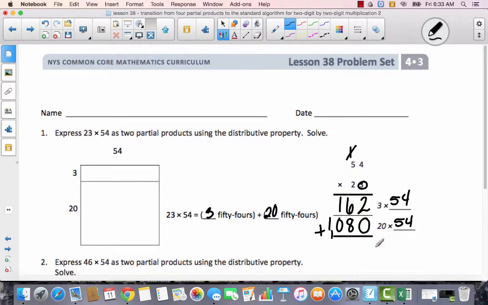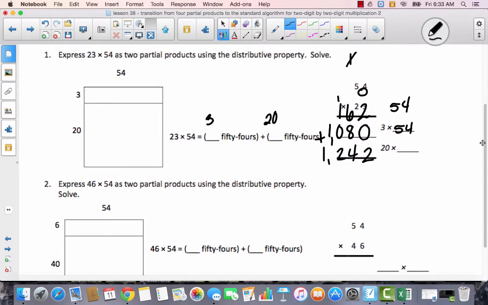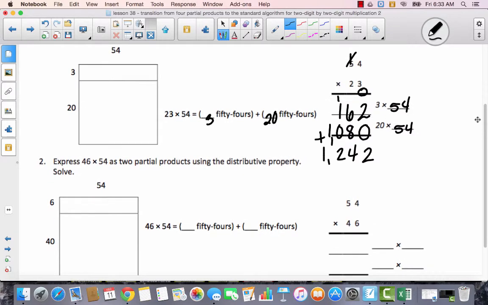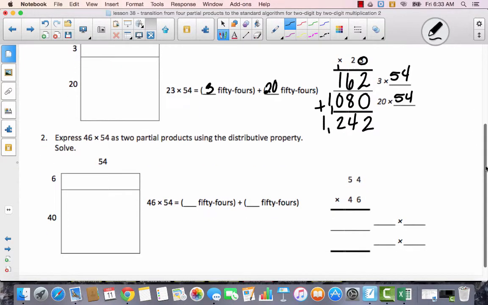So now I'm going to add these two partial products together. That gives me 2, 14, carry the 1, which is 2. I have 1,242. Now it says, express 46 and 54 as two partial products. Oops, that looks weird. Okay, express 46 times 54 as two partial products using the distributive property.